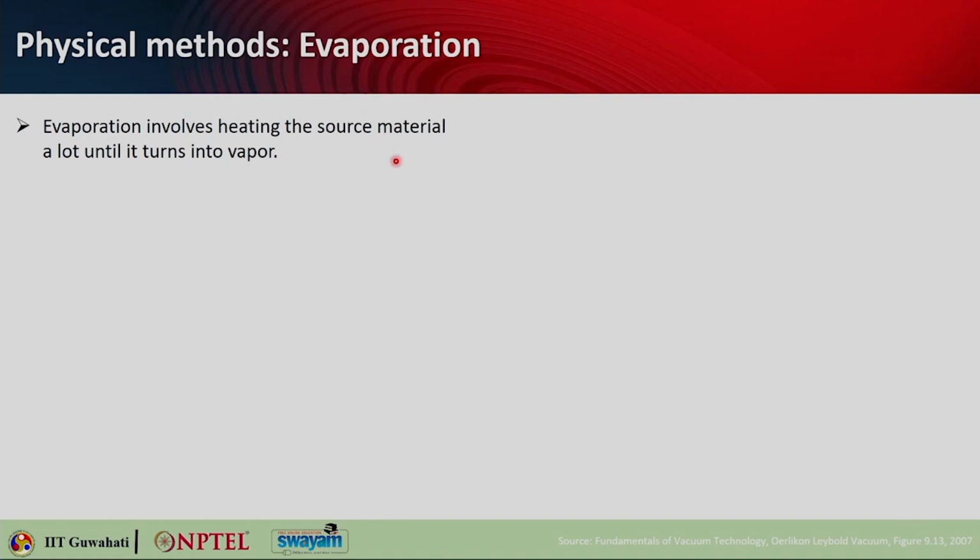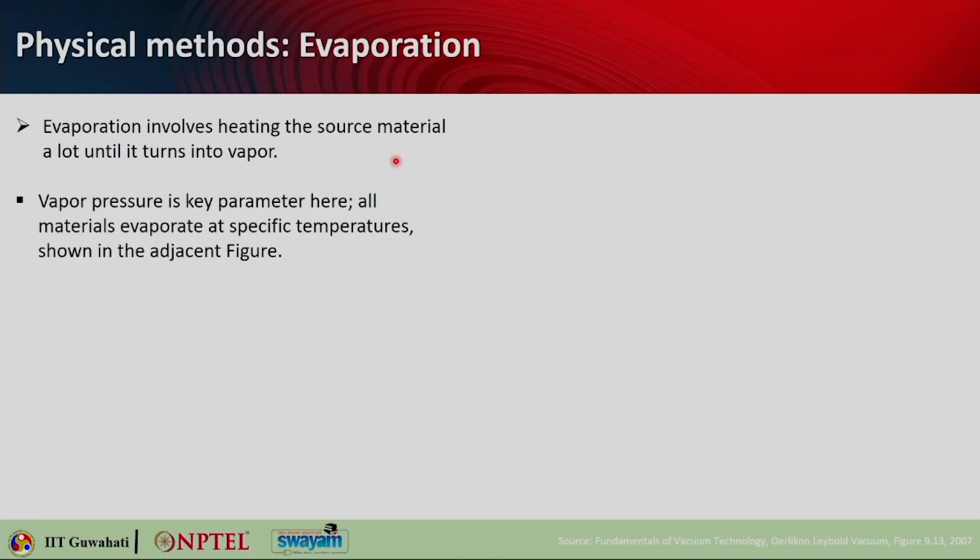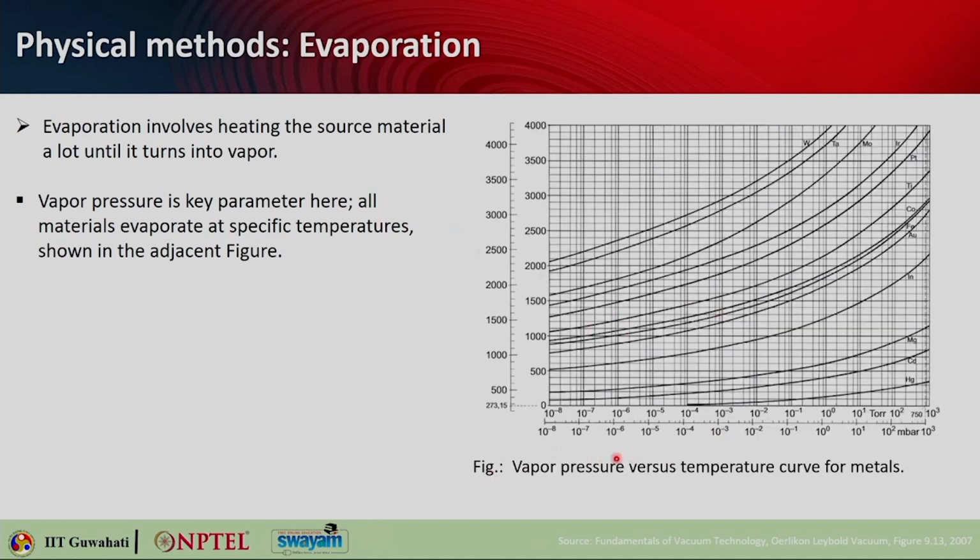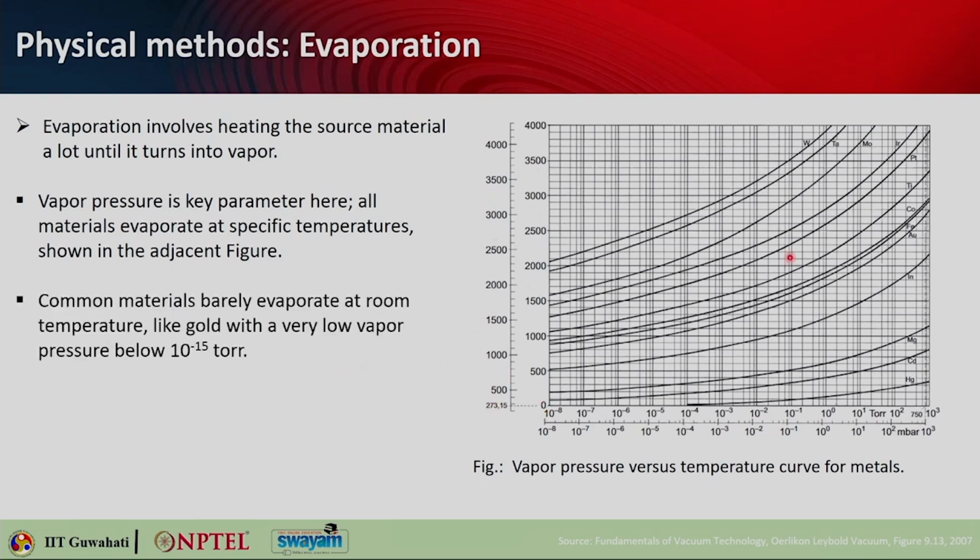So, if we look into the evaporation method, it involves heating the source material a lot until it turns into vapor, and vapor pressure plays a very important role here, because all materials evaporate at specific temperatures, as you can see here. This is basically the pressure, given in millibar, this one is in torr, and this is the temperature scale, in centigrade and in Kelvin. Here are the materials like tungsten, gold, magnesium, and many more all listed here. This is basically a vapor pressure versus temperature curve for different kinds of metals. So, commonly used materials barely evaporate at room temperature.